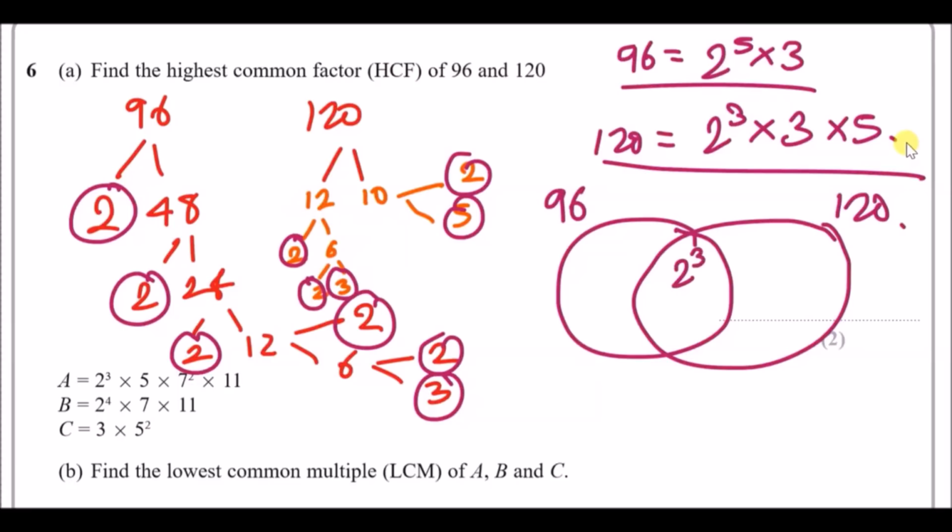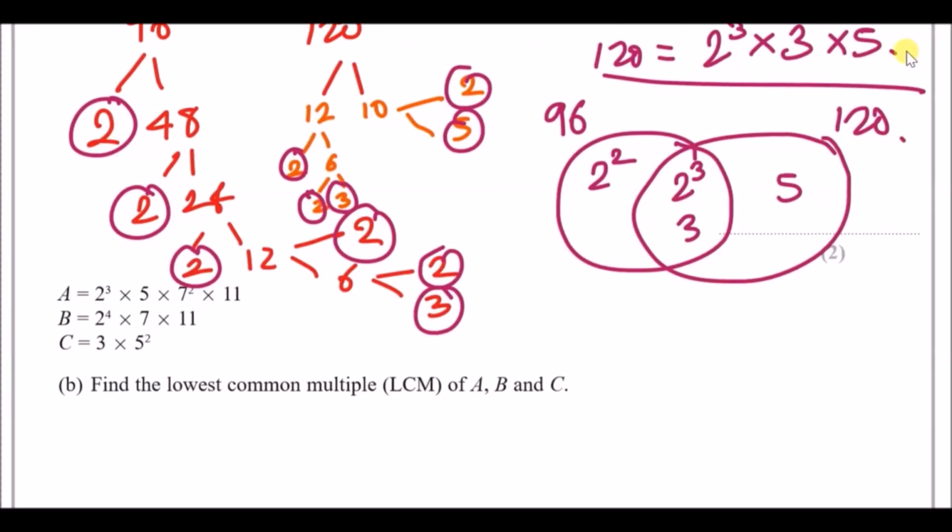But 96 has 2 extra powers of 2. Okay, as for what else they have? They both have a 3, and 120 also has a 5. So then the answer would be the middle section. The middle part is the highest common factor. So the highest common factor is 2 to the power 3 times 3. And that's it, guys. That's literally how you do it.